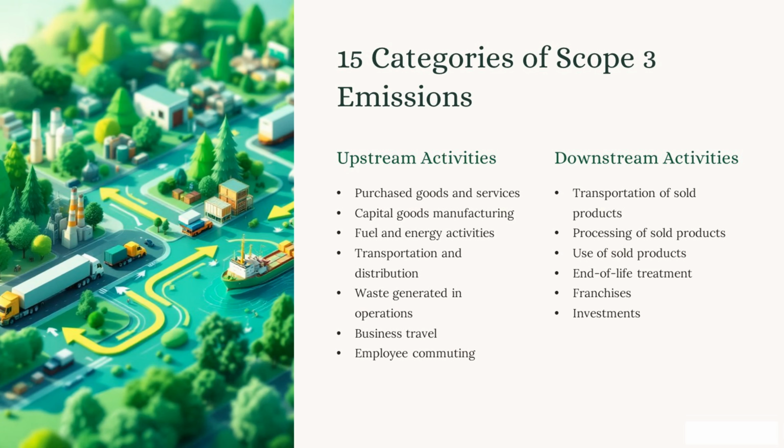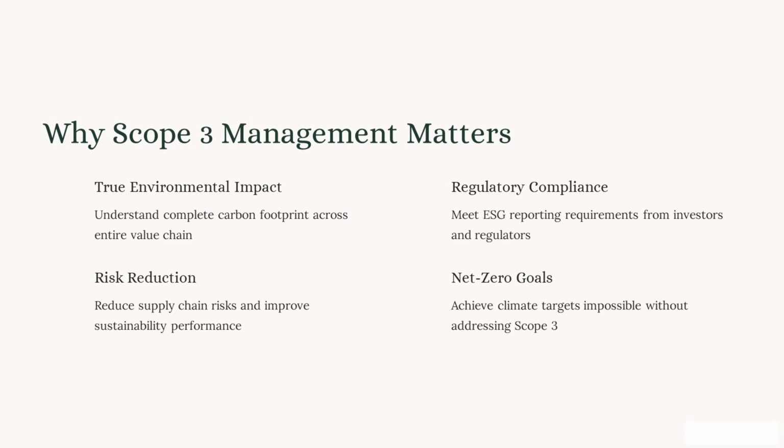So why is Scope 3 inventory management important? Managing Scope 3 emissions is important for several reasons. First, it helps company understand their true environmental impact across the entire value chain. Second, investors and regulators are increasingly asking companies to disclose Scope 3 emissions as a part of ESG reporting framework. Third, managing Scope 3 emission helps companies reduce supply chain risk and improve sustainability performance. Many companies have already set net zero targets, and achieving these targets is impossible without addressing Scope 3 emissions.